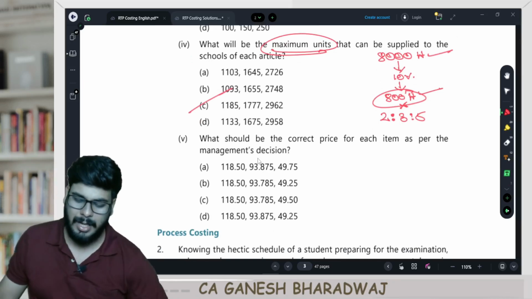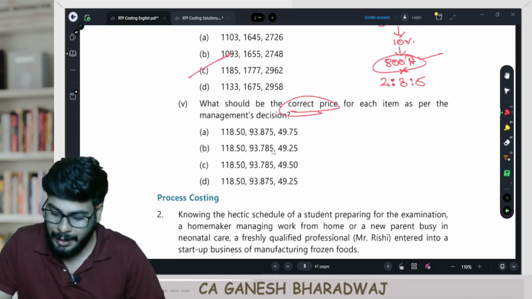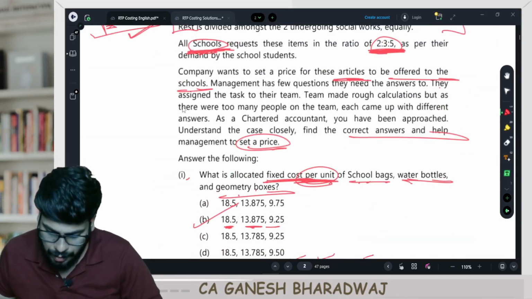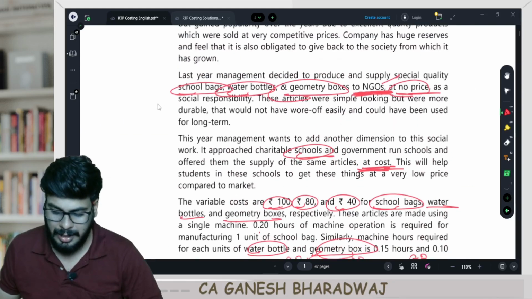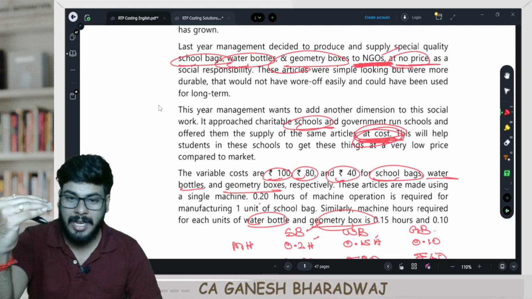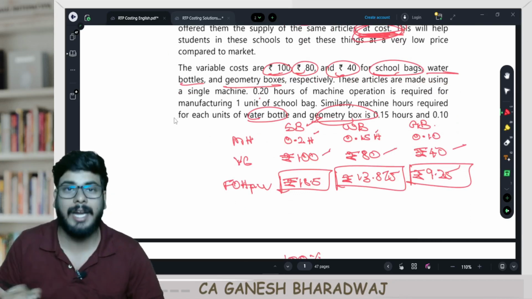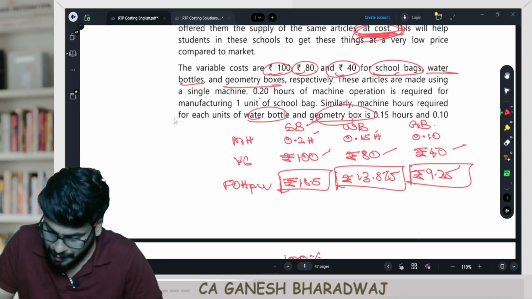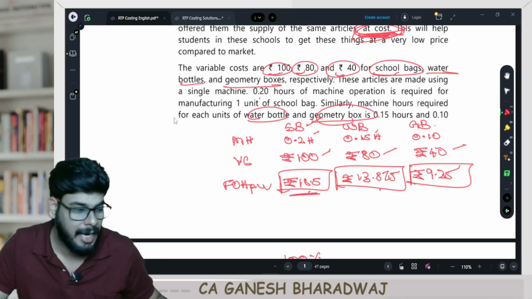And finally, the last part of the question, what should be the correct price? Now they are asking, what should be the correct price for each item as per the management decision? Now, what was the management decision? They said, ideally, we are not going to do business here. For these supplies to schools, we are going to recover the cost. What do you mean by cost? Variable cost plus fixed cost. Now, product wise, we know the variable cost: 100, 80 and 40. Product wise, do you know the fixed cost? Yes. Fixed overhead cost per unit, we calculated in the first part itself: 18.5, 13.875 and 9.25, right?